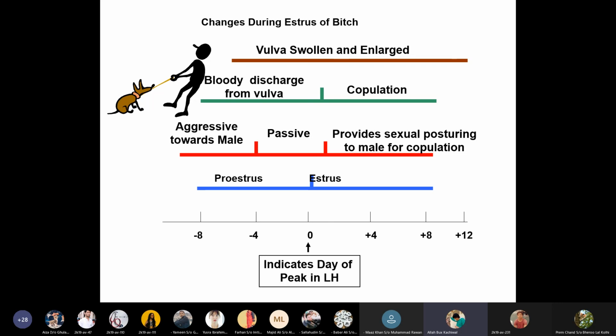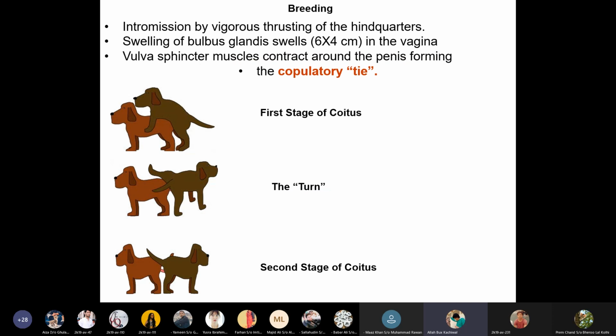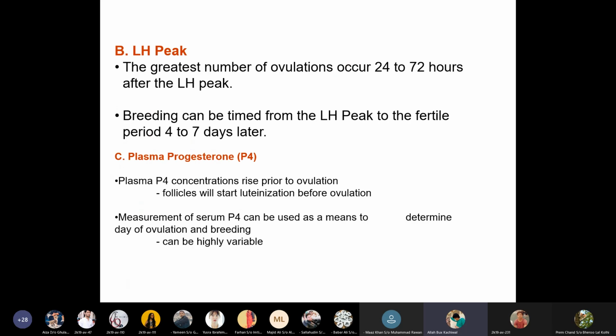Mostly the animal has a vulval swelling and an enlarged bloody discharge from the vulva, and then there will be copulation. The animal allows the male in the first stage for quietus, then turns, and then there will be the attachment of male and female. The vulvar constrictor muscles contract, holding the penis. The copulatory tie takes place in the dog during mating.